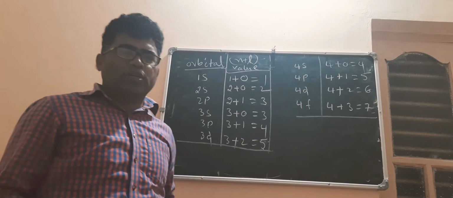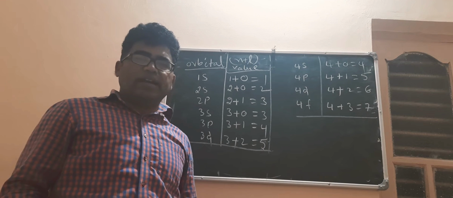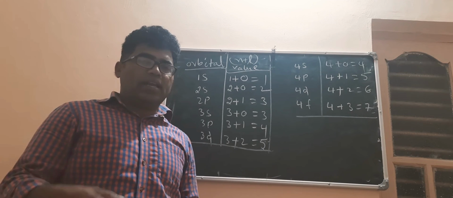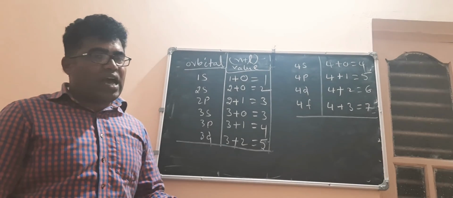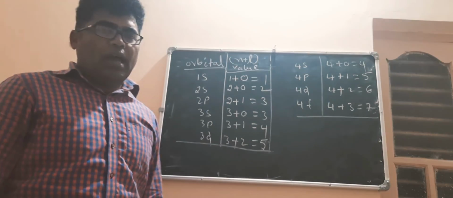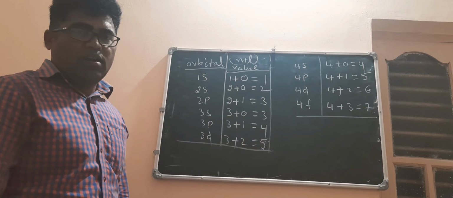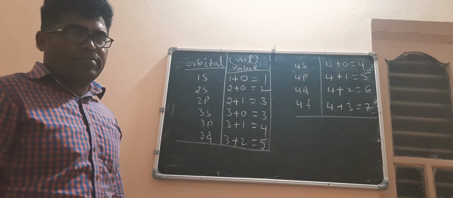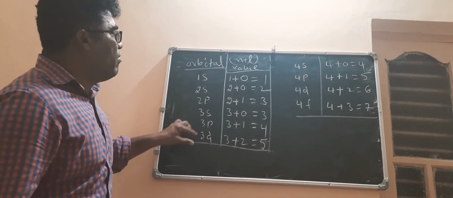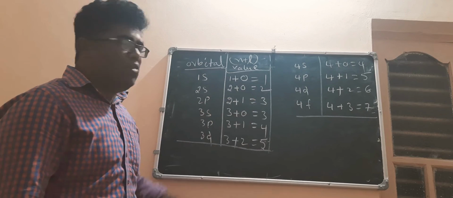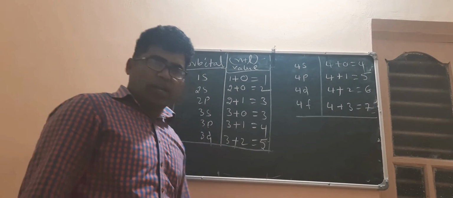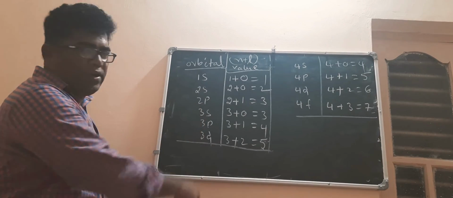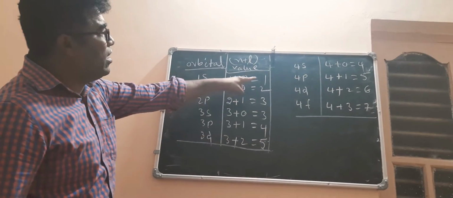Now what is the Aufbau principle? Electrons first enter into the lower energy level and then into the higher energy level. Which has lower energy and which has higher energy? How do you identify? The orbital which has less n plus l value will have less energy, and more n plus l value will have more energy. Now observe these orbitals. The 1s orbital has less energy.